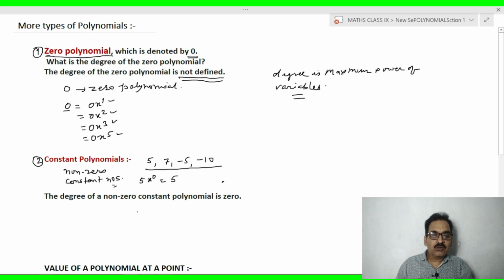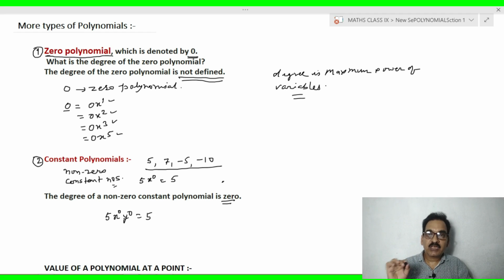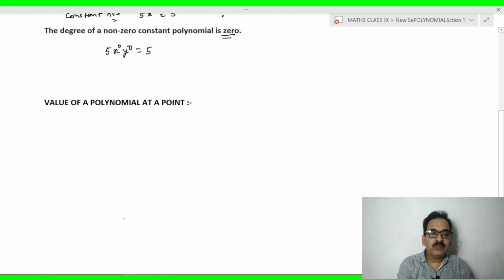If we talk about the degree, the degree of a non-zero constant polynomial is 0. Why? We have already seen that any number can be written with a variable having power 0. Either you write 5 x to the power 0, or 5 x to the power 0 into y to the power 0. In all of these the value remains 5. So what is the maximum power in this case? The maximum power is 0, hence the degree is 0. Clear? Now I am coming to the next topic, the value of a polynomial at a point.